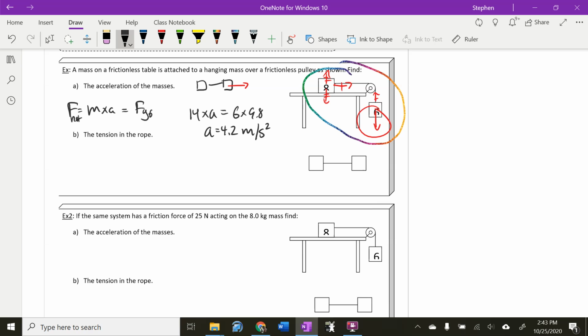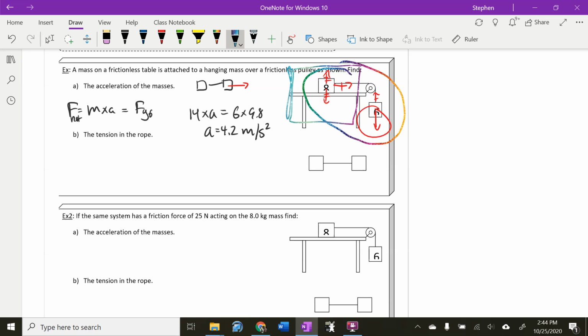Now, if I want to know the tension in the rope, I've just got to narrow my scope down a bit. And so for the scope, I'm going to use this 8 kilogram block. Again, I'm choosing that one because it only has one force acting on it, whereas if I chose the 6 kilogram block, we know there'd be two forces: the tension force going up and the gravitational force going down.